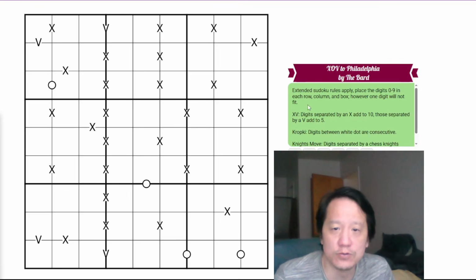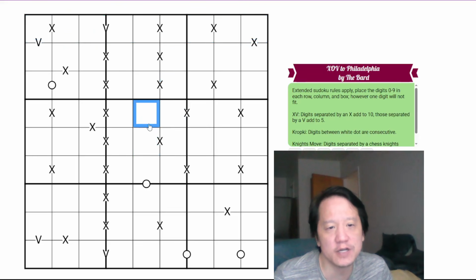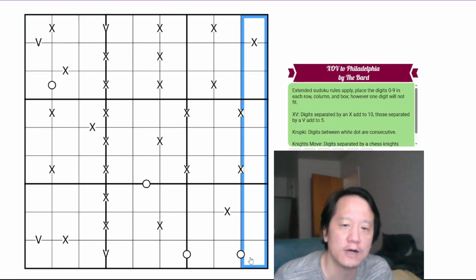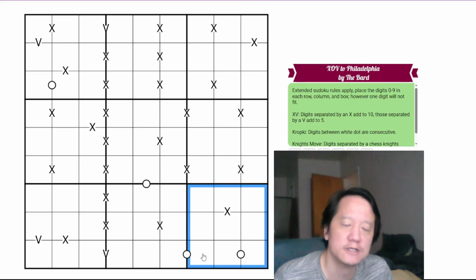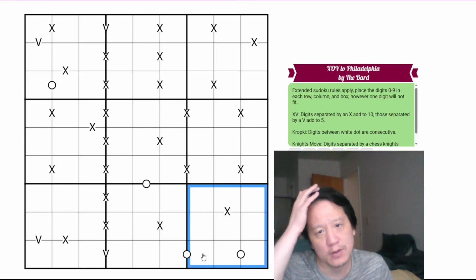And here are the rules. Extended Sudoku rules apply, which is to place the digits 0 through 9 in each row, column, and box. However, one digit will not fit. I would prefer saying that in every cell in the grid, place a single digit from 0 through 9 such that there are no repeats in any row, column, and box. That makes things pretty clear.